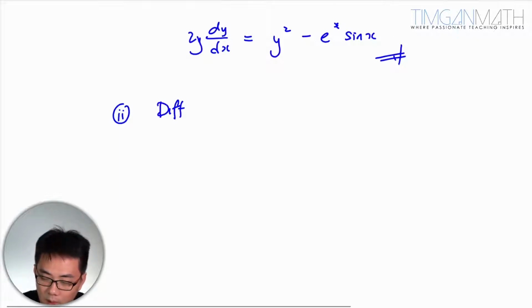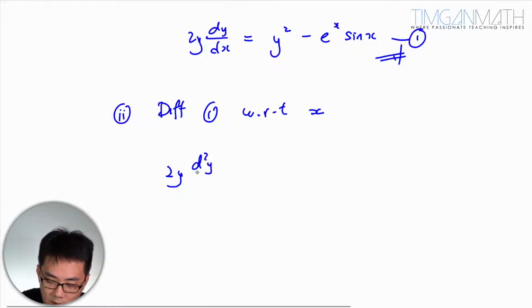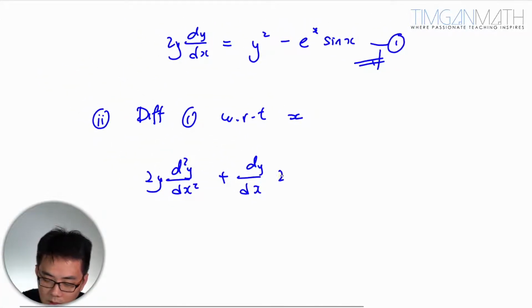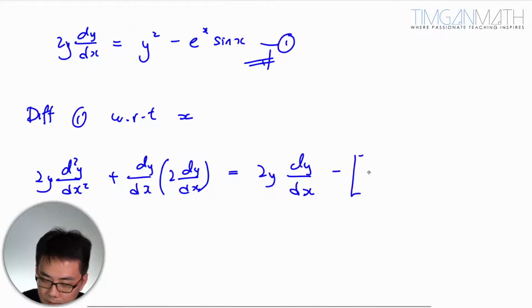Differentiate 1 with respect to x. This will be: keep the one on the right, dy, d squared y/dx squared, plus dy/dx. Keep the one on the right, differentiate the one on the left, will be 2 dy/dx. Okay, so keep the one on the left, differentiate the right, then 2y dy/dx minus e^x cosine x plus sine x e^x.